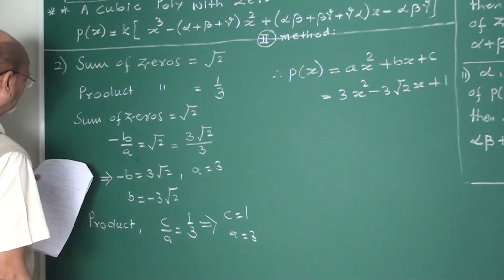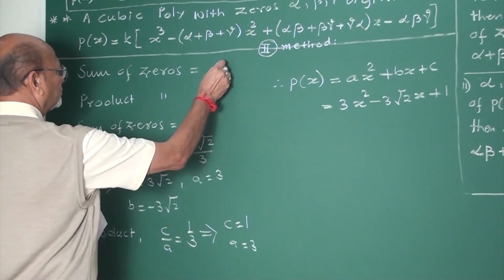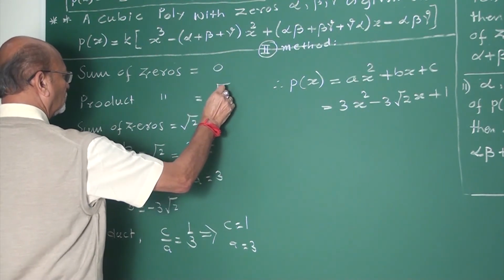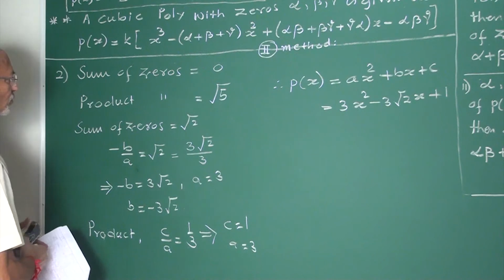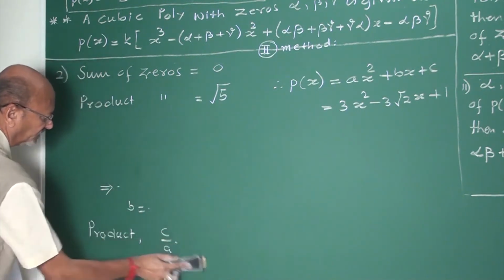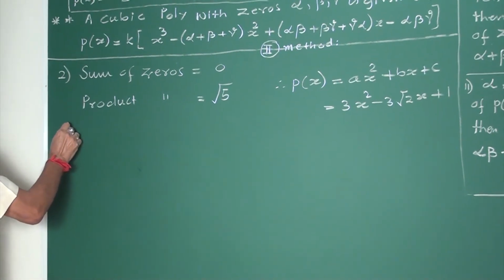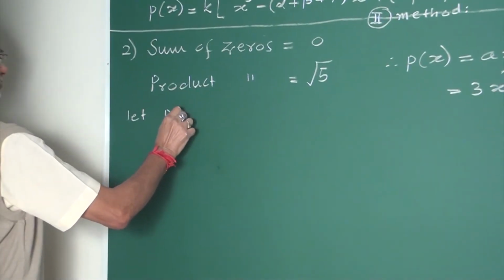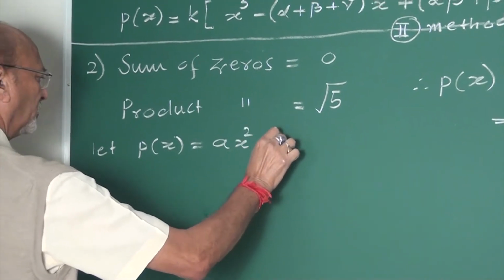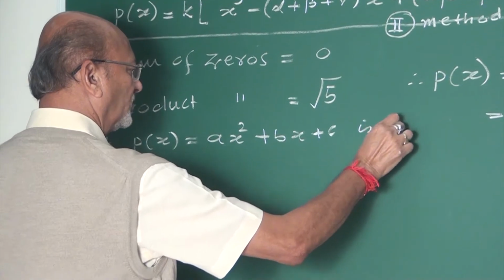The next example. Sum of zeros is 0, and product is given as root 5. Yes, my friends, it is given. If you want slightly more detail, let p(x) equal ax squared plus bx plus c, a quadratic polynomial.